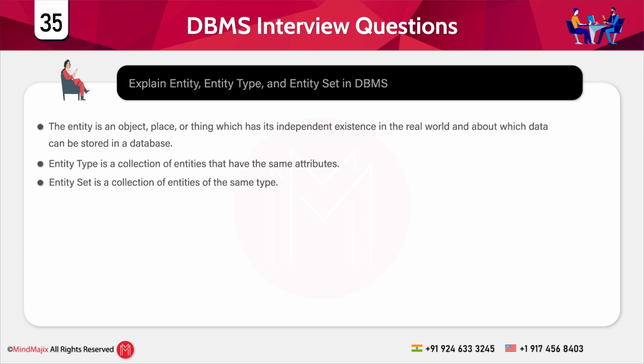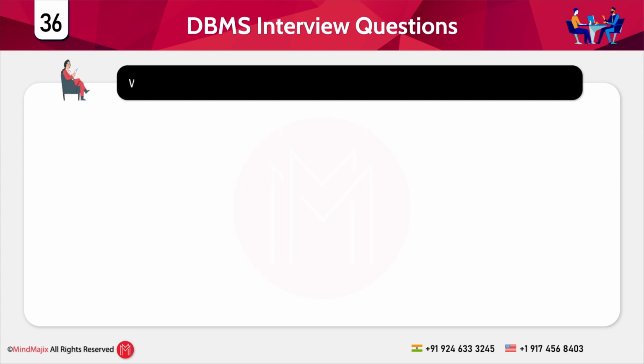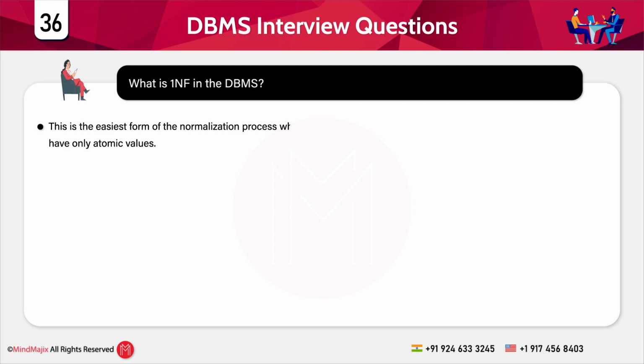The next question is, what is 1NF in DBMS? So 1NF is known as the first normal form. This is the easiest form of the normalization process, and this states that the domain of an attribute should have only atomic values. The objective of this is to remove the duplicate columns that are present in the table.